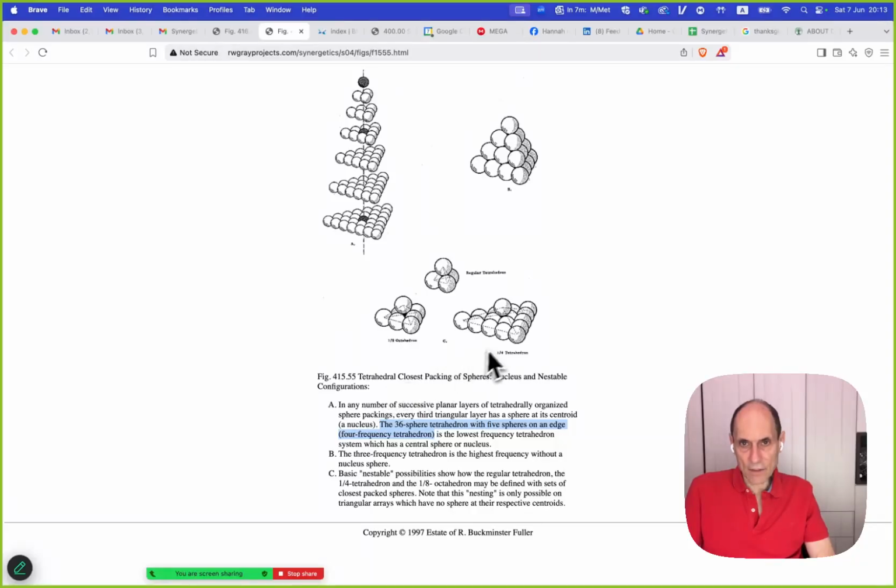And these do not have a centroid. And that concludes our reading of this figure.